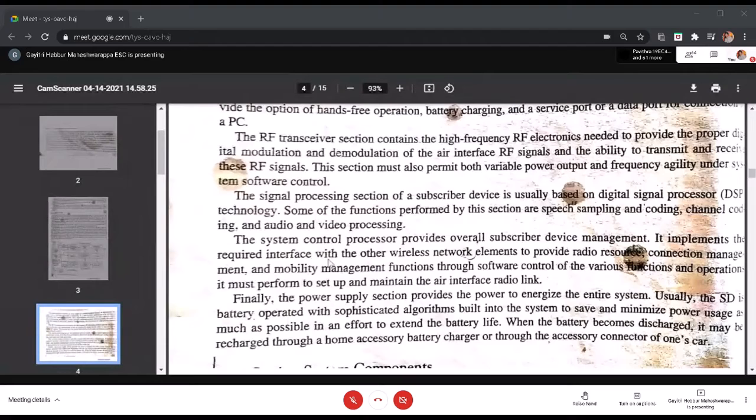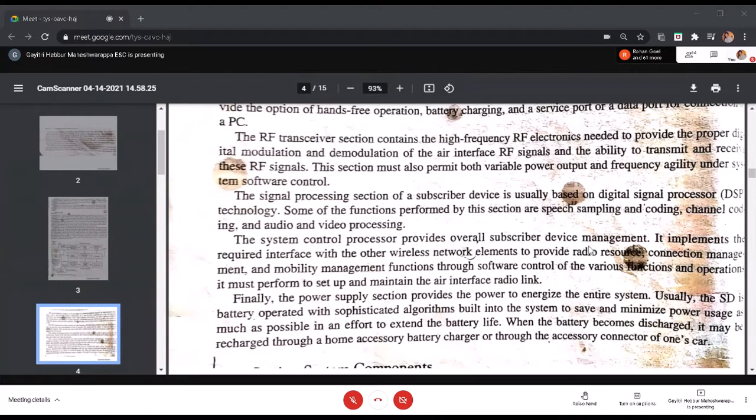Next is the system control processors, which provide overall subscriber device management. Okay, and subscriber device management means what exactly? It implements the required interface with the other wireless network elements to provide radio resource. So what do you mean by radio resource? At what frequency it is going to transmit the signal? What is the output power? All those things it is going to take care of. So the system control processors will take care of it.